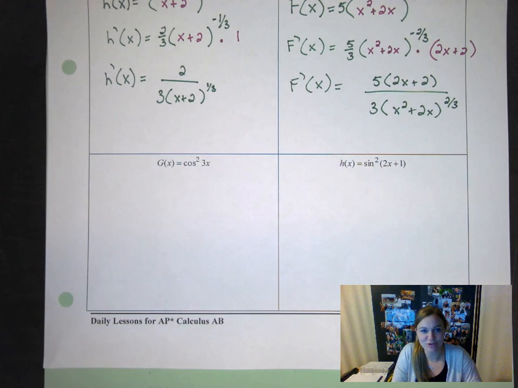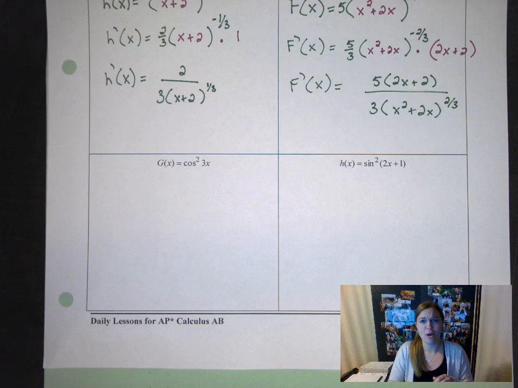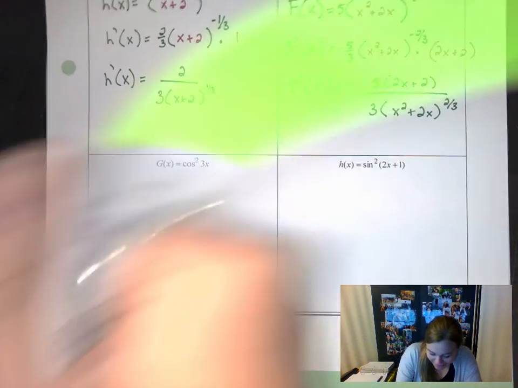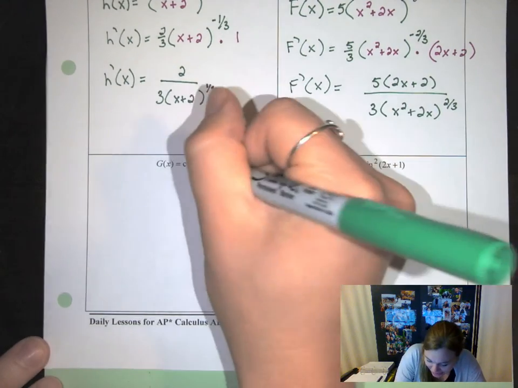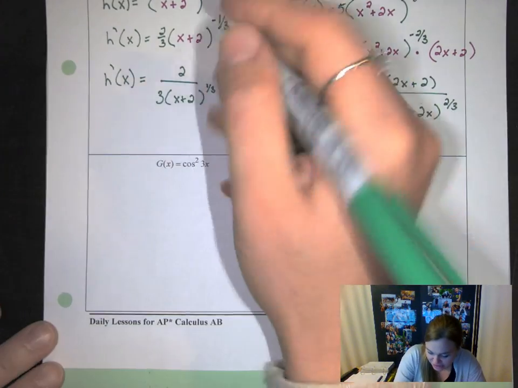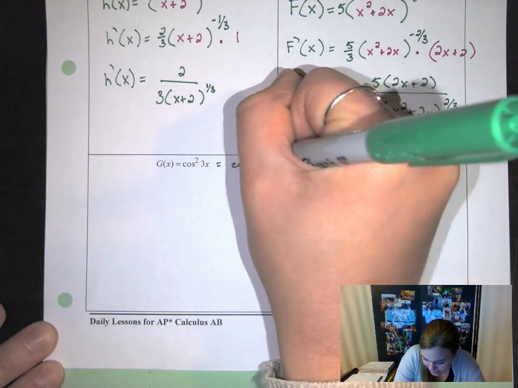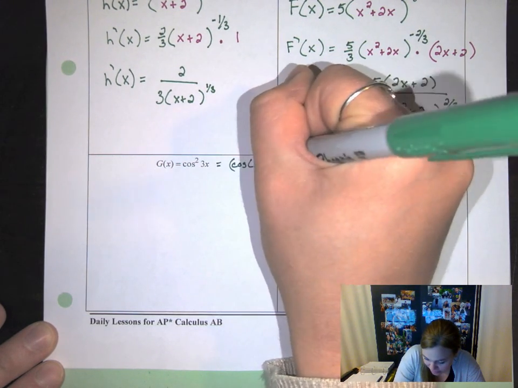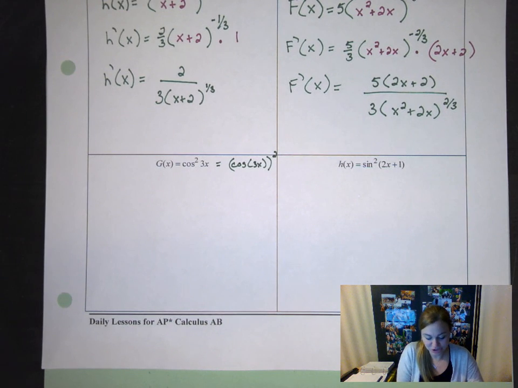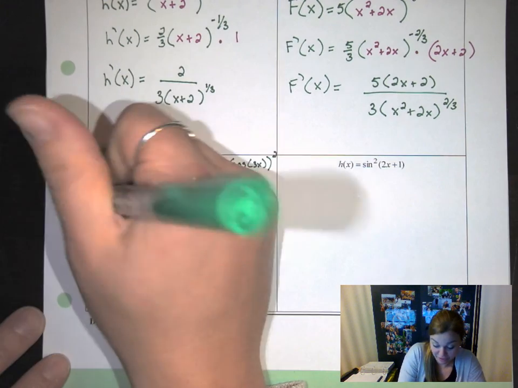Cosine squared of 3x. I know that you're excited, but I'm going to need another marker, because this is a function within a function within a function. Wow. So what I mean by that is, on the outside, you see how this whole thing is squared. So I'm actually just going to rewrite this over here first. This is like cosine of 3x, and this whole thing is squared.